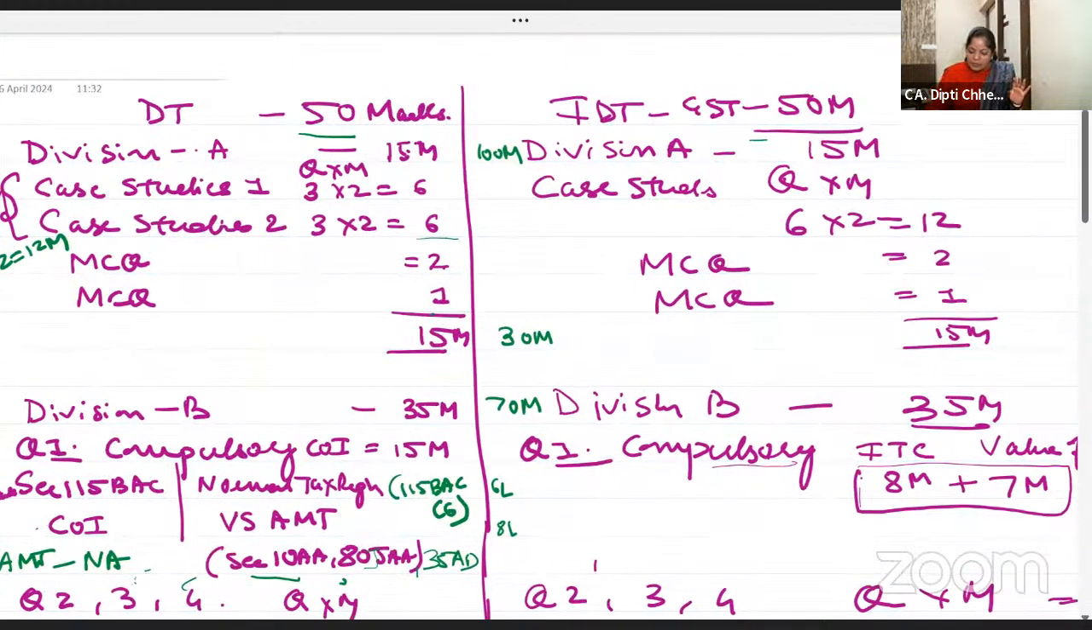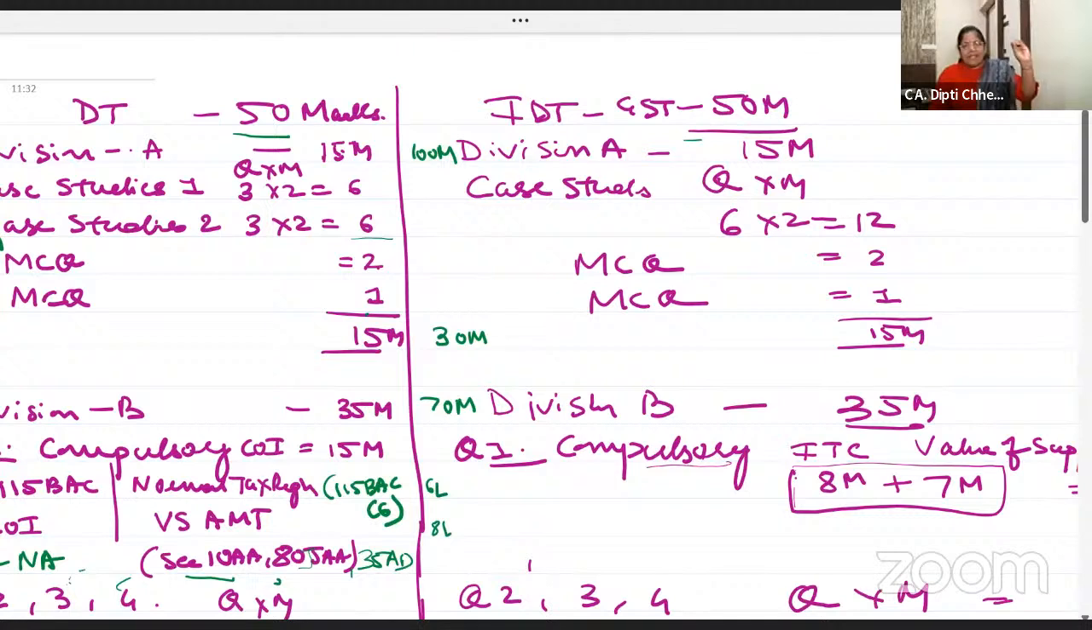Okay, now come to the IDT. The same case study is there, 6 into 2, 12 marks. MCQs are separate. Any one MCQ, if you're stuck, just write it in, don't write anything in your question paper, it amounts to cheating. We don't have time for all that.